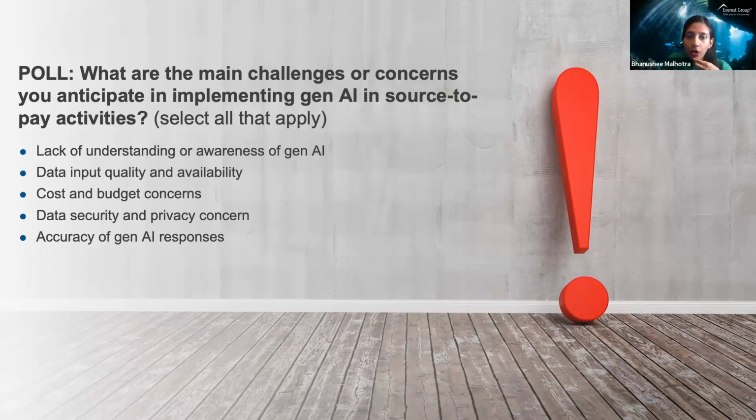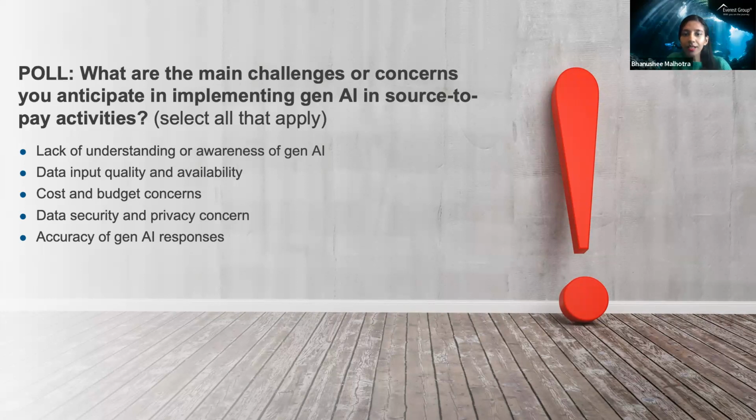Lack of understanding or awareness of GenAI, data input and availability, cost and budget concerns, data security, privacy, which I see is actually gaining a lot of prevalence over here. And the last one being accuracy of GenAI responses, right? Which I think also links to the hallucinations that we all have been worrying about a lot. Okay, we'll give it another minute or so. All right.